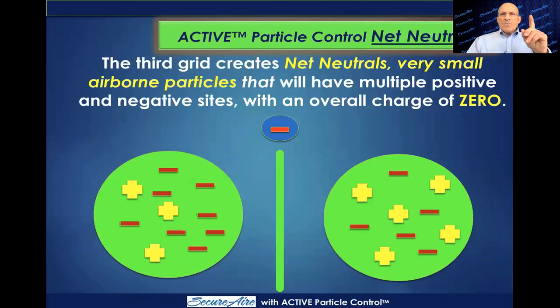So we do one more thing, one more amazing thing, and that is we create what we call net neutrals. If a particle is so small that it can't get captured, even by our system, then we're going to condition the particles so that overall it has an equal balance of positive and negative little tiny sites on it. Lots of little pluses, lots of little minuses. We're going to balance them out. You can see on the right we have 5 of each.